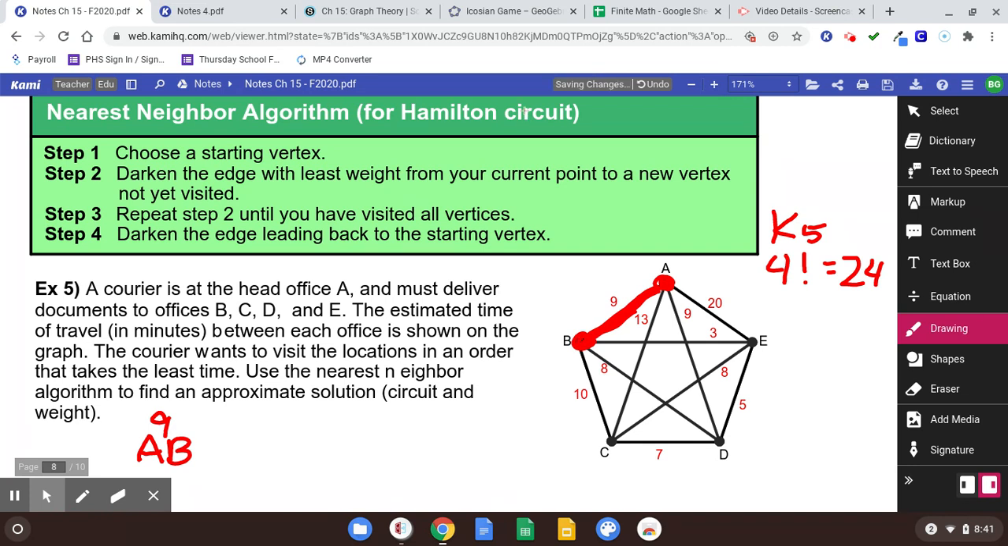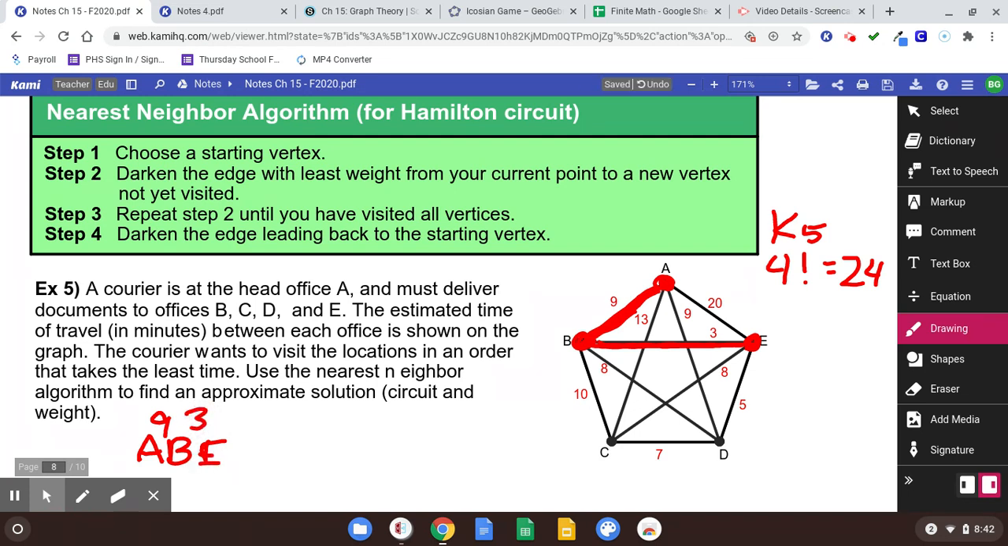And step 3 in the algorithm says repeat step 2 until you've visited all the vertices. So again, we're going to darken the edge with the least weight from your current point to a new vertex not yet visited. So notice you could either pick a 3 or an 8 or a 10. Well, we're definitely going to go here. Nearest neighbor. Think about what that means. Nearest neighbor, we're going to E with a weight of 3.